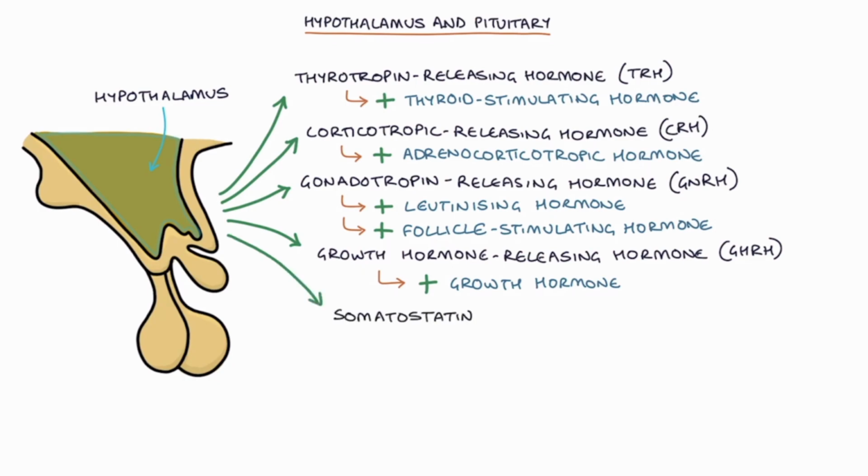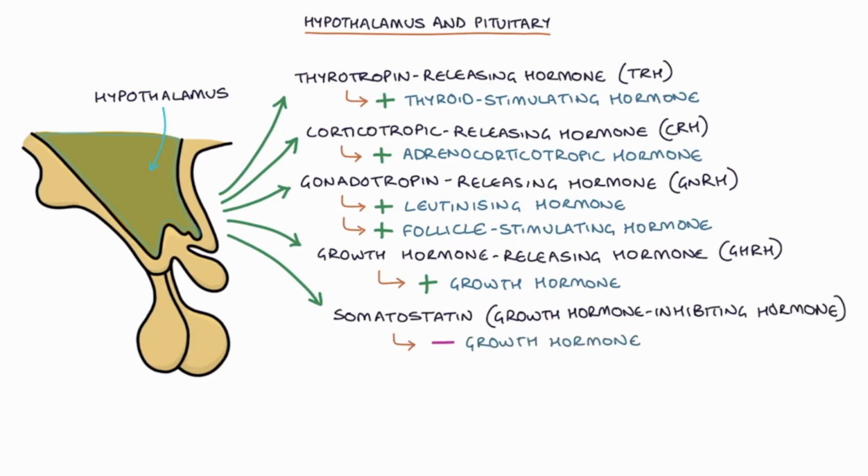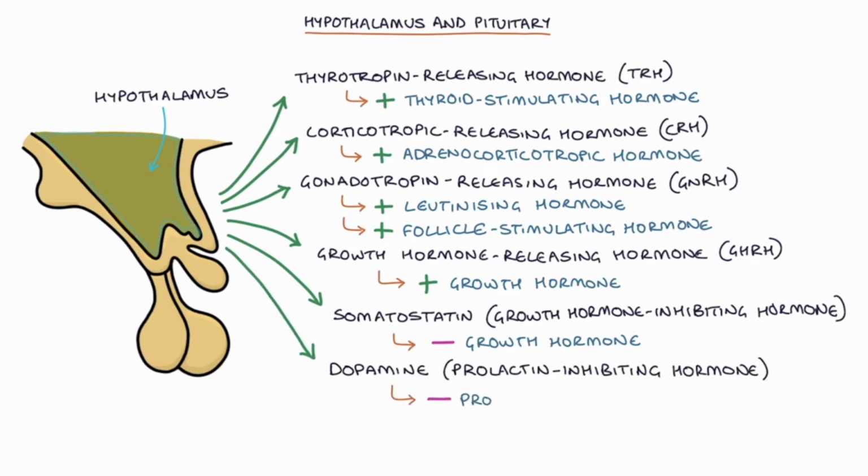somatostatin, which is also called growth hormone inhibiting hormone, or GHIH, which inhibits growth hormone release by the pituitary gland, and dopamine, which is also called prolactin inhibiting hormone, or PIH, which inhibits prolactin release by the pituitary.